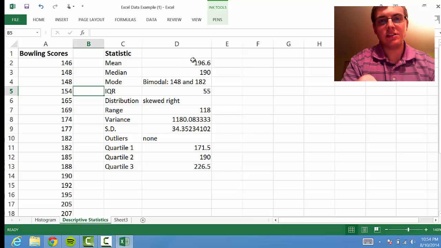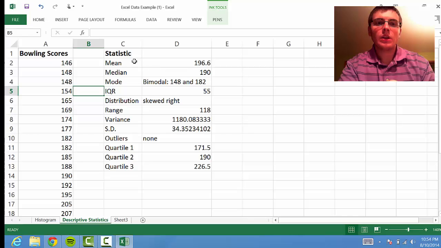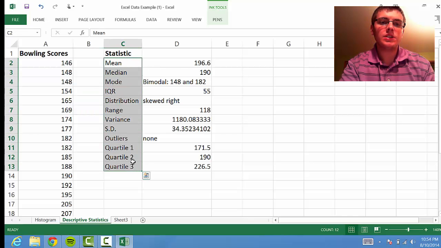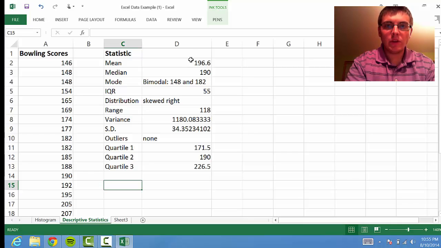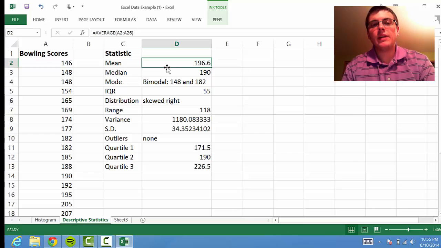But let's start finding the statistics. So here's some basic descriptive statistics that you can find. Some of them are just characteristics of the data, not really a descriptive statistic, but I thought it would be worth just discussing it anyway. So let's start with the mean. The mean is also known as the arithmetic average.